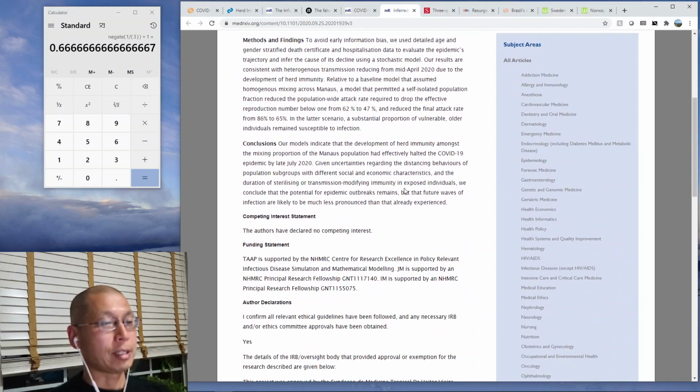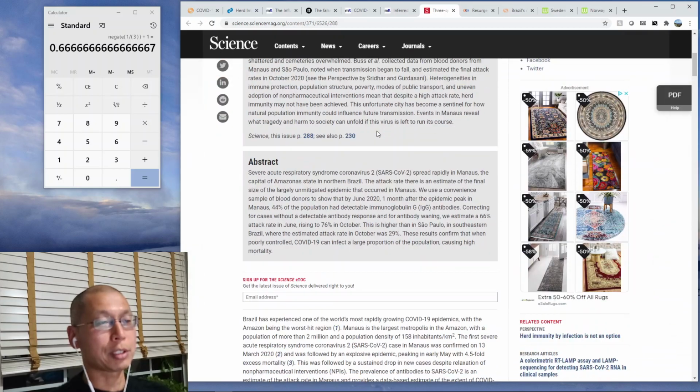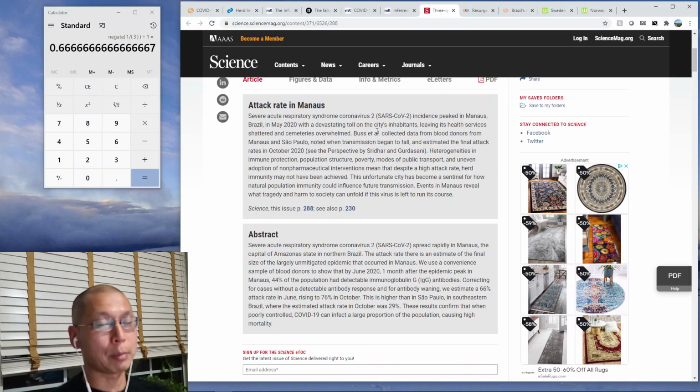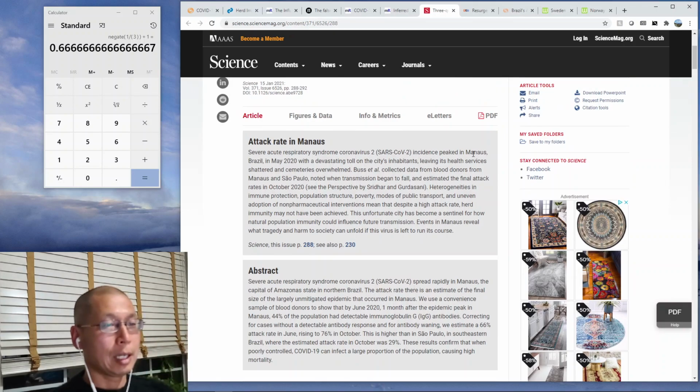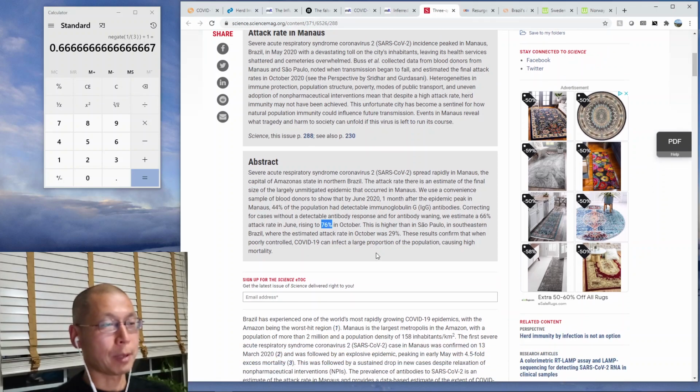And so in here they say that they expect about 65% were exposed, and that future waves of infection are likely to be much less pronounced than has already been experienced. Now that sounds great. And then here's a more recent paper. This is a paper that looked at blood donation levels. They tested the blood that people were donating at blood donation centers in this city, Manaus, more recently, like in the fall. And they suspected that about 76% of the population had antibodies, based on extrapolation from the blood donor data.